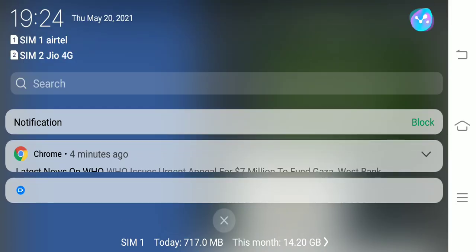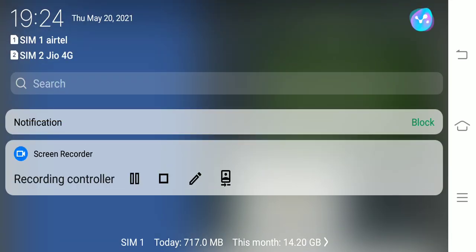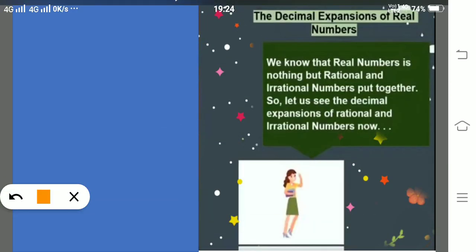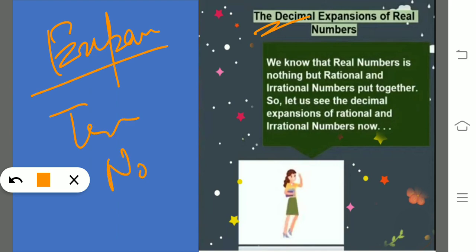As you know, today we are going to do our same chapter, the number system chapter, but today we are going to do the short revision part 3. In this we are going to do the decimal expansion of real numbers. First of all, what does expansion mean? We have to tell what expansion it is: terminating, non-terminating, or repeating. We have learned that.